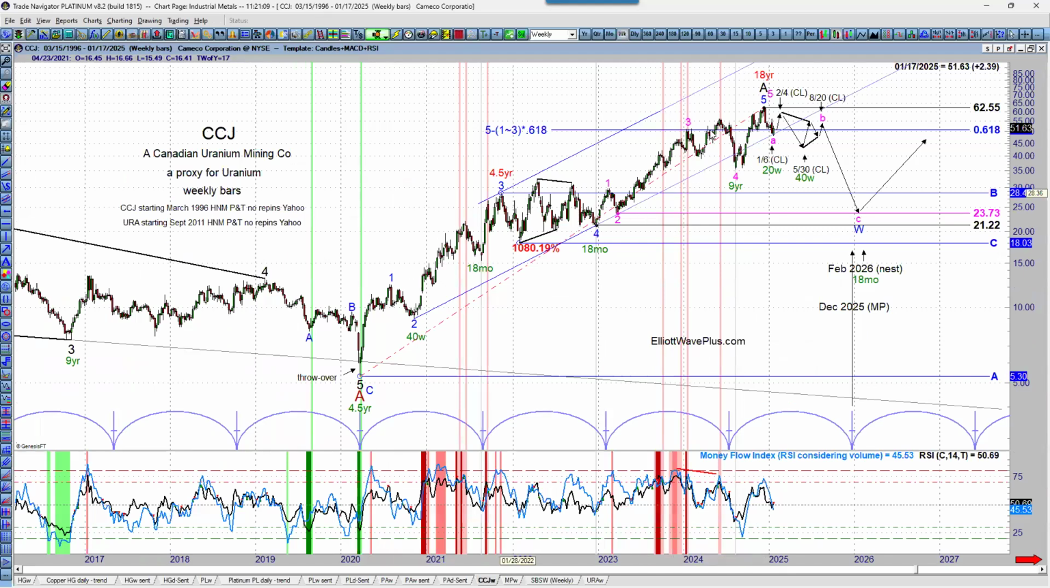After a massive five-wave up rally and over 10 times move in the stock price, it started around $5 and ended up at $62, more than a 10 bagger. Matter of fact, 1,080% from the bottom tick to the top tick. It's time for a pullback on this uranium stock.